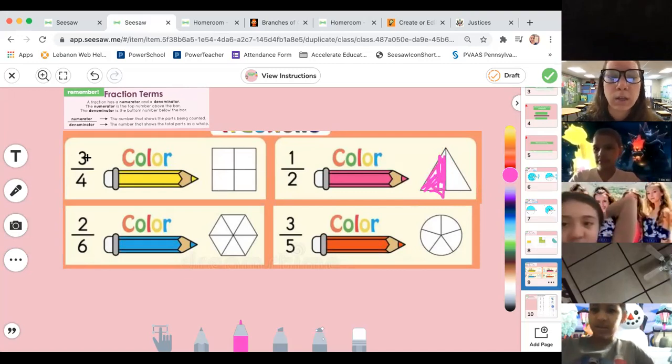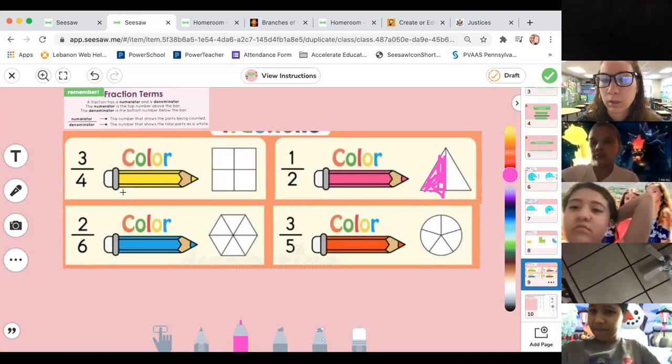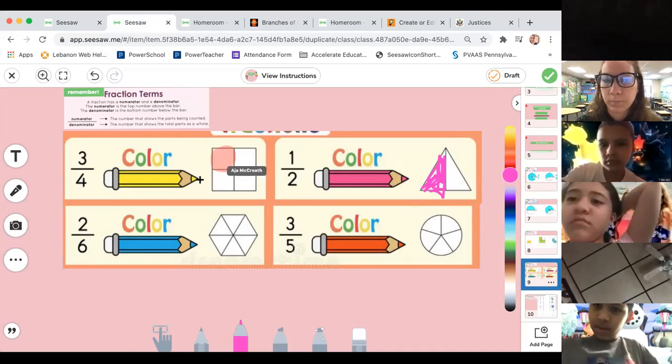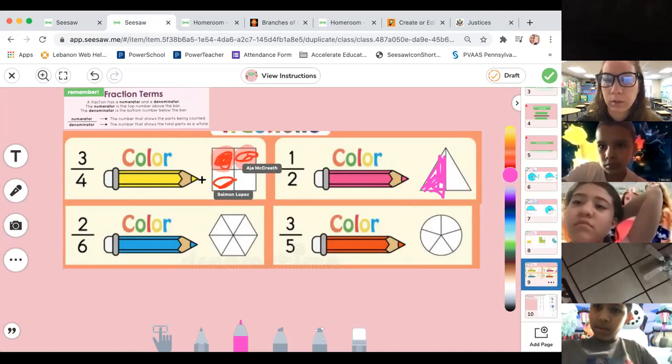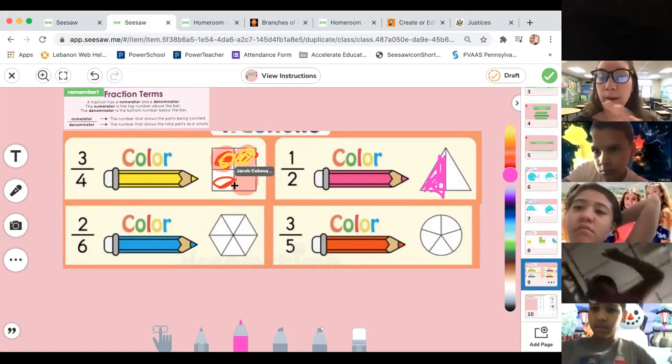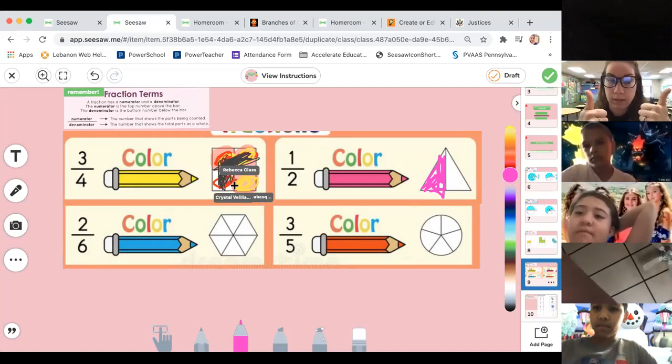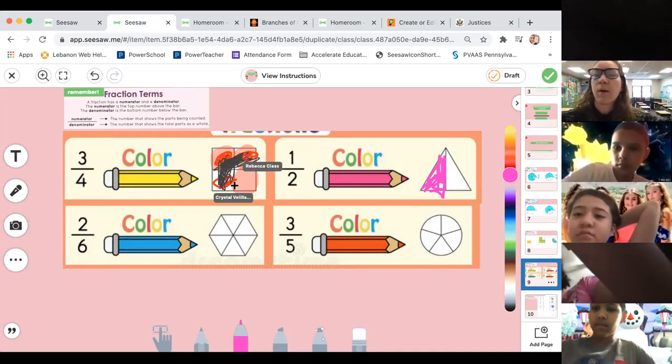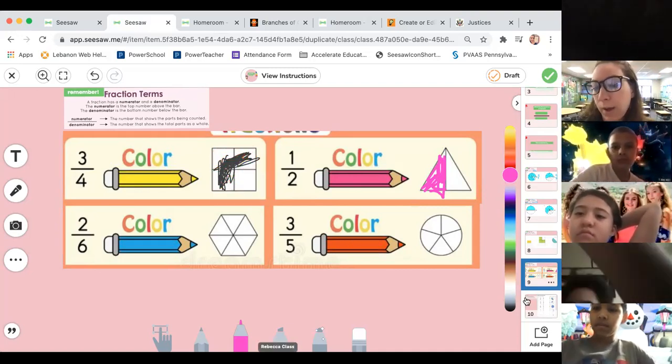What if I told you to color 3/4? There you go. One of you colored one, one colored the other. Either way, as long as you only color 3 of them, perfect. Good. All right, guys. Awesome. I don't think you guys are going to have a problem with this at all.